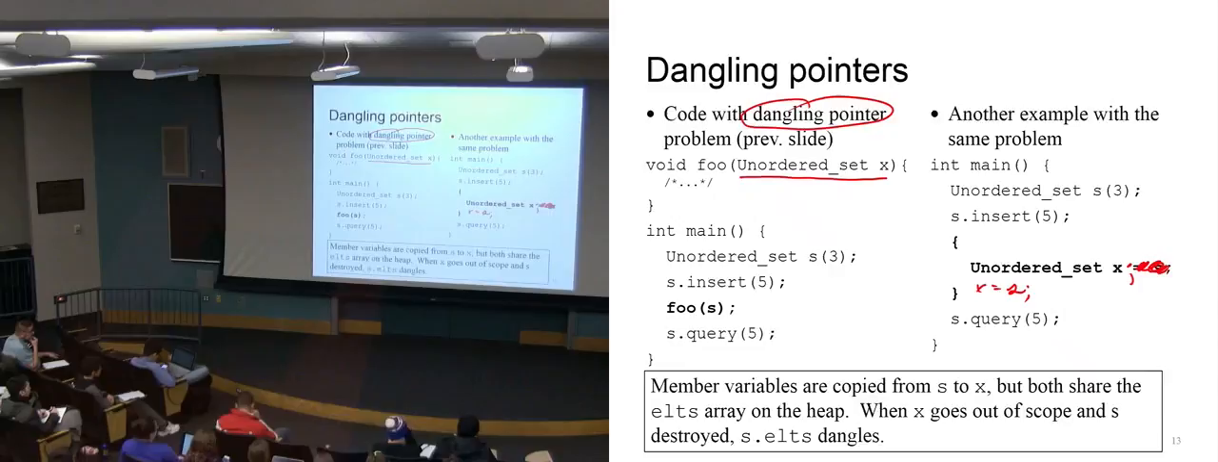Equal sign copies the member variables. When you copy a pointer, you can end up with the same problem that we saw with pass by value. The key idea was we copied a pointer.